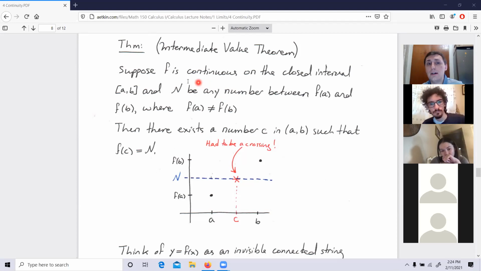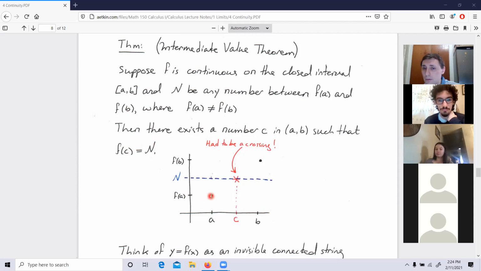Suppose that a function is continuous on a closed interval [a, b]. You see there is the closed interval [a, b]. You know that the function is continuous. And take any number capital N that is between little f(a) and little f(b). Okay, like in this picture. We're assuming that f(a) is not equal to f(b). Then there must be a solution to the equation f(x) equals the number N.